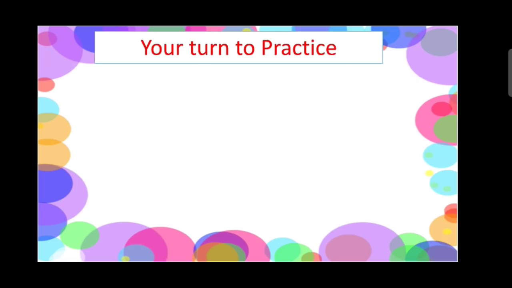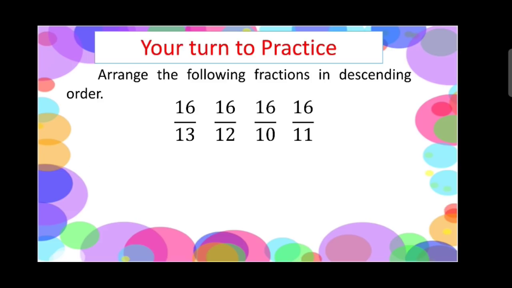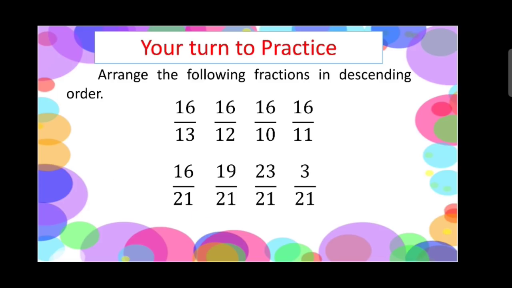Okay, ngayon naman, arrange the following fractions in descending order. Ibig sabihin, papaliit naman yung value. So, we have 16 over 13, 16 over 12, 16 over 10, then 16 over 11. Mapansin nyo, magkakamukha yun, same numerator sila, di ba? Next naman, 16 over 21, 19 over 21, 23 over 21, then 3 over 21. So, mapapansin nyo naman dito ay same sila ng denominator. So, ang gagawin nyo dyan, i-arrange nyo yung those fractions in descending order. Okay po.